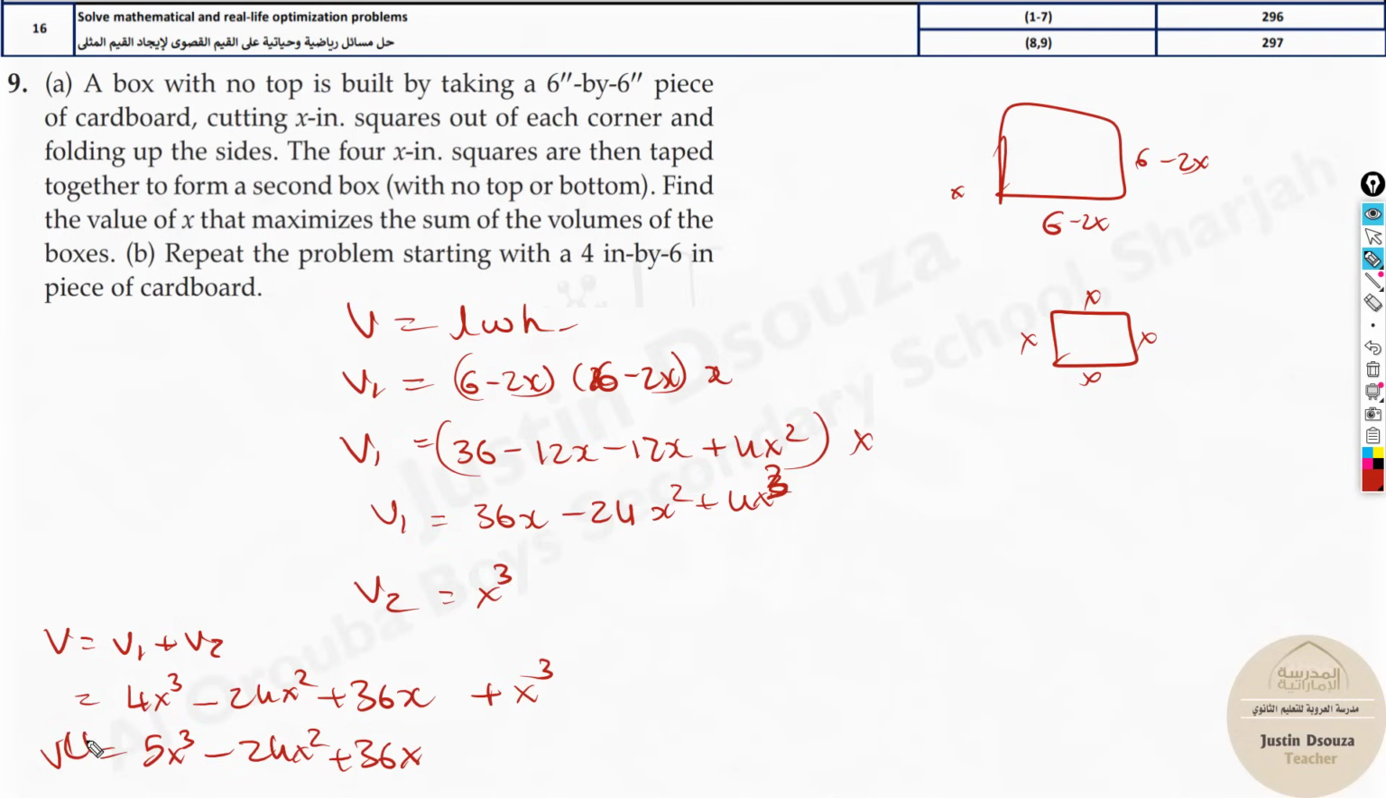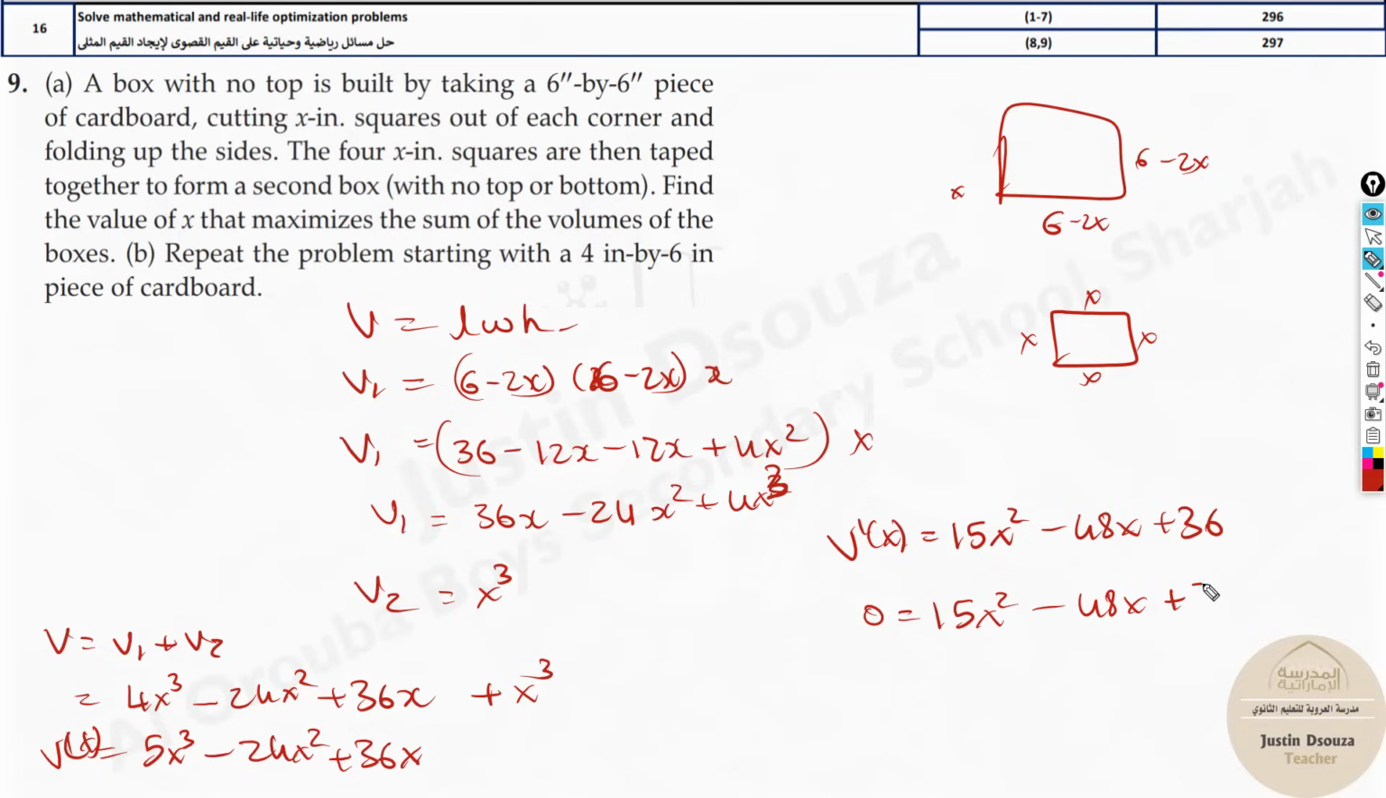That's V of x only. Now the derivative, V dash of x, will be equal to, deriving this, 3 comes down, 15x squared minus 24 into 2 is 48x plus 36. Now make this equal to 0, put it in the calculator and solve it.